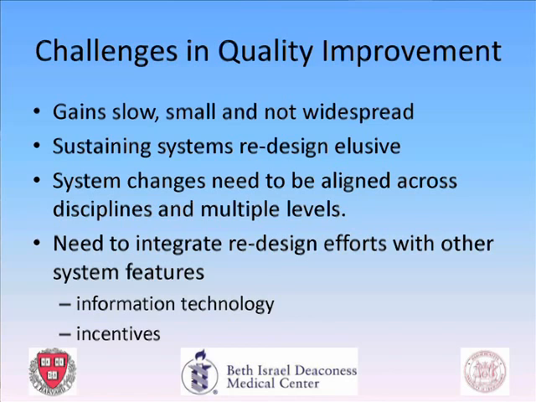You can't go to the Department of Medicine and say that you're going to have a quality improvement there. You can't go to the nurses and say that you're going to involve it in quality improvement, because the projects will need to involve different specialties and different disciplines working together to have the maximum impact of your project. You need to integrate redesign efforts with other system features, and this is where information technology can play a huge role. And most importantly, you have to align the incentives too. If there is no incentive to improve care, then you're not going to achieve the objectives that you started.